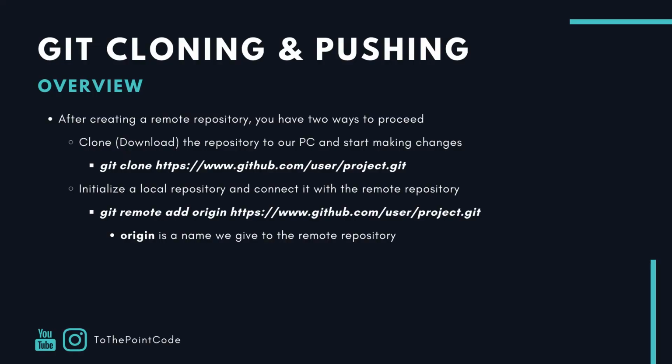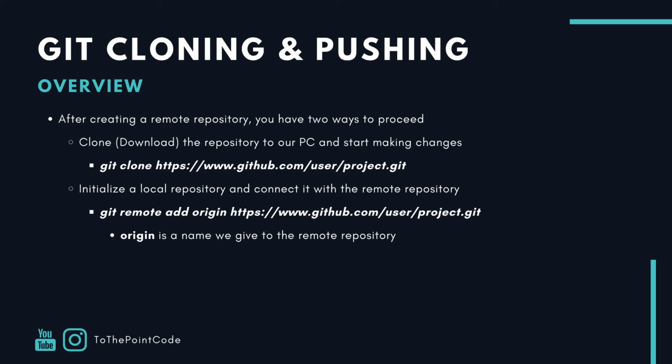So after we've created a remote Git repository like what we've done, we have two ways to proceed. First of all, we can clone the repository to our local machine and start making changes to it. This is called cloning. Also, we can initialize the local repository and connect our remote repository to it. In our case, we already have a local repository, so now we just connect the remote repository to it.